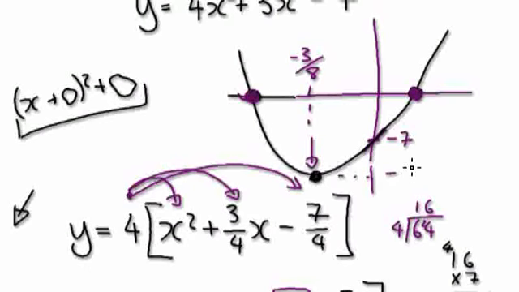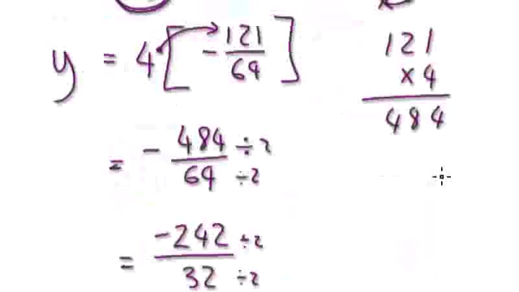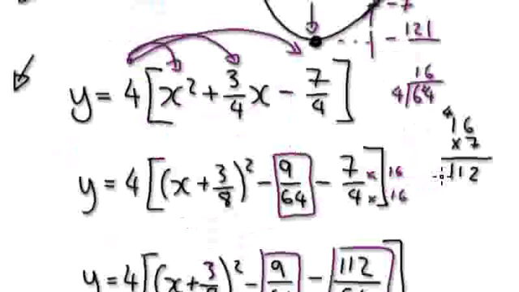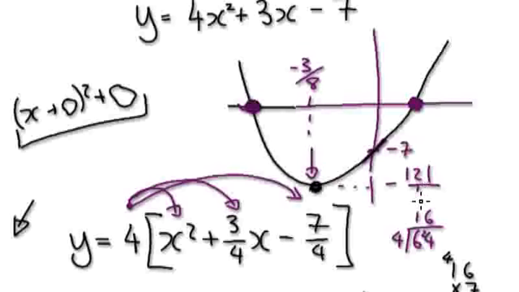So the y here will be minus 121 over 16. So there, you found this point, and this point.